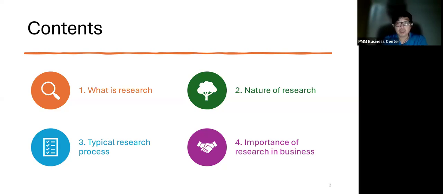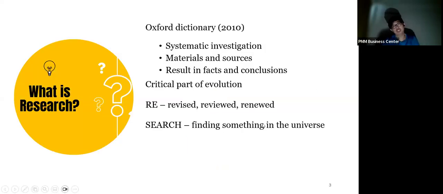So these are the four topics I will cover today. First, what is research; second, the nature of research; third, the typical research process; and fourth, the importance of research in business. So let's start with the definition.